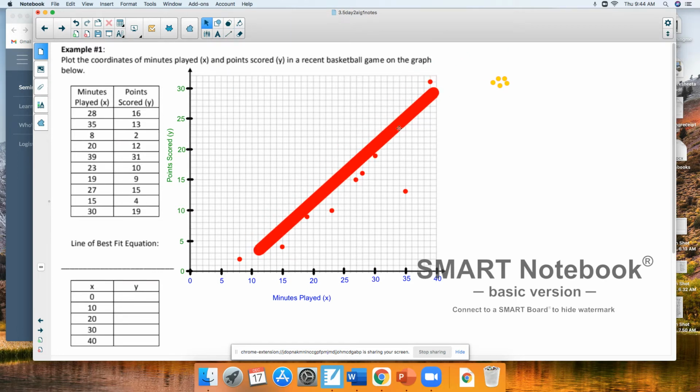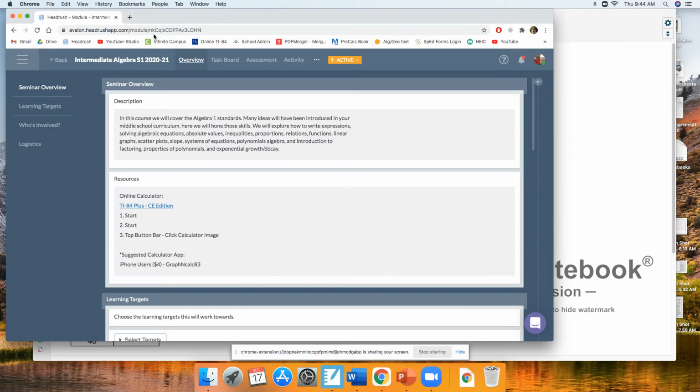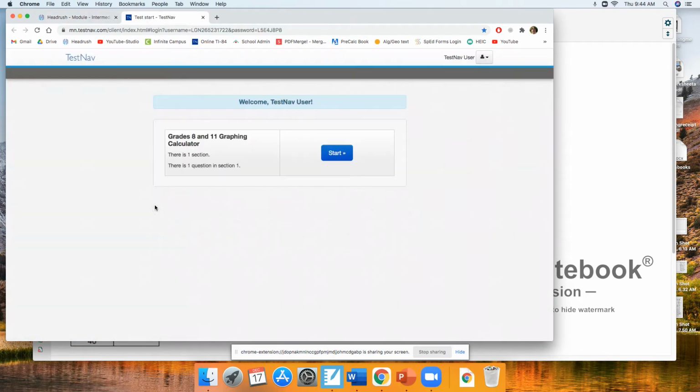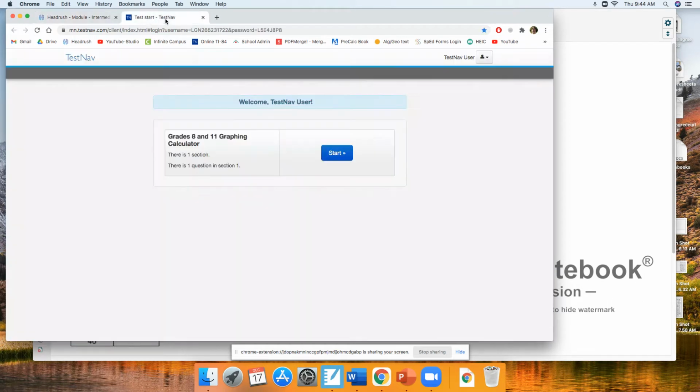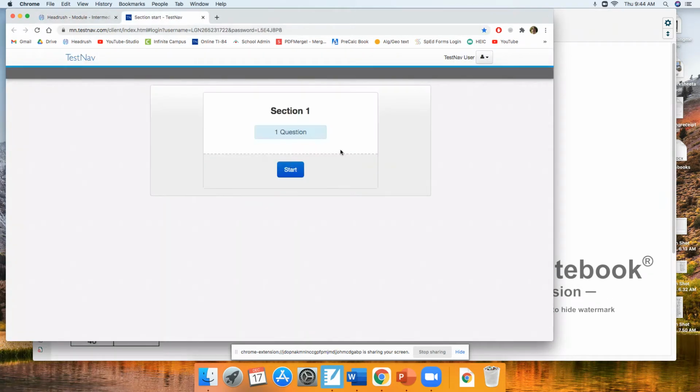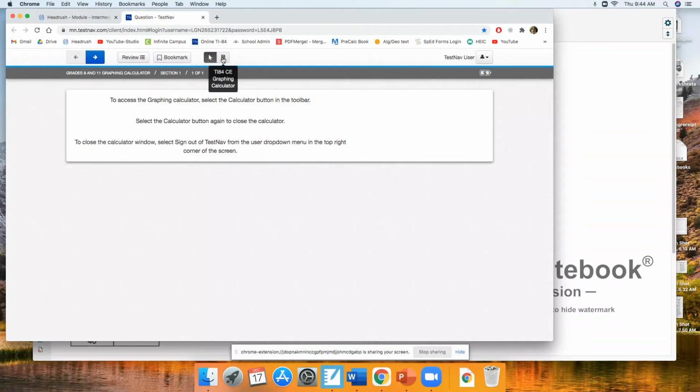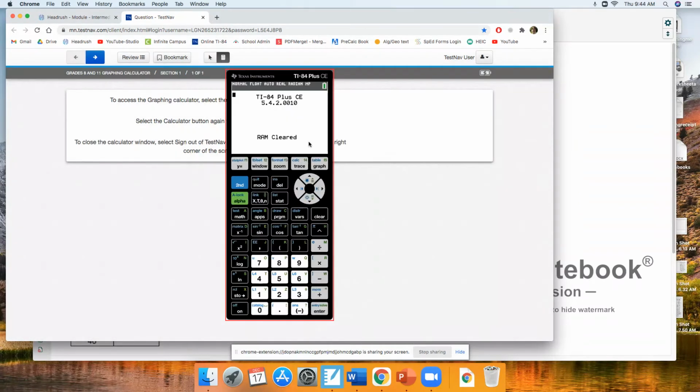So right now what we're going to do is get out a graphing calculator, and again that's why it's on my screen here, because we're going to go to intermediate algebra, the overview, and we're going to access the calculator. Remember that the directions say to press start, and then click the calculator image. So start and the little calculator up here brings us to our newly set calculator.